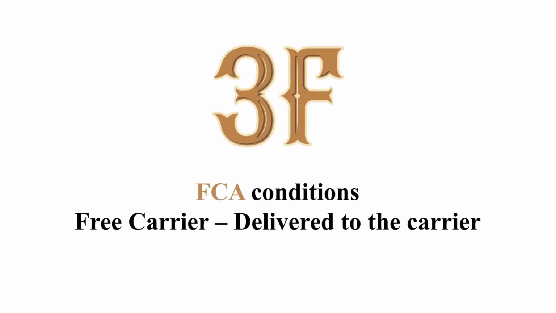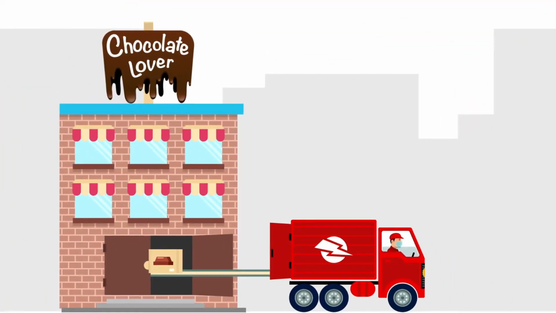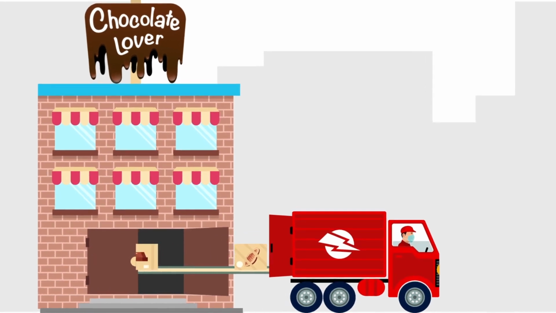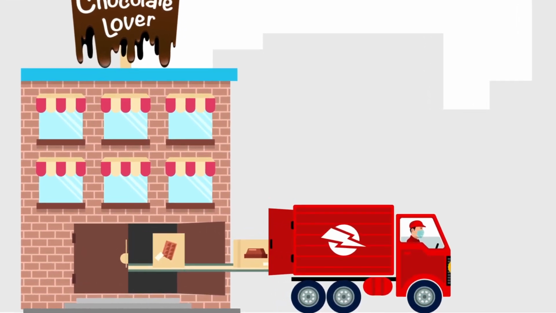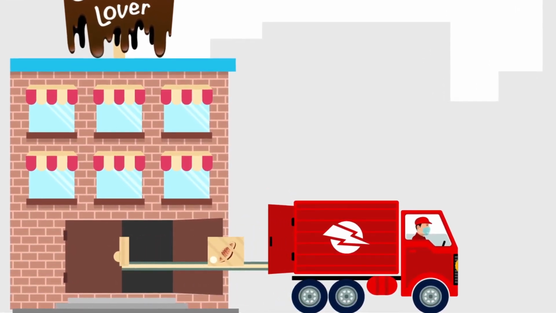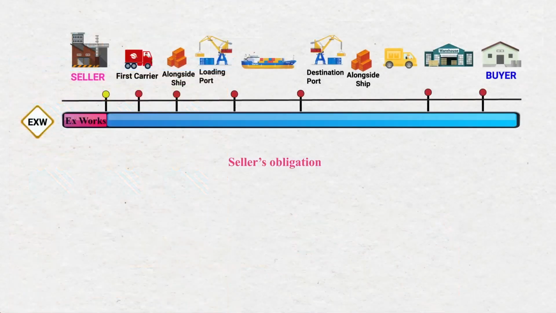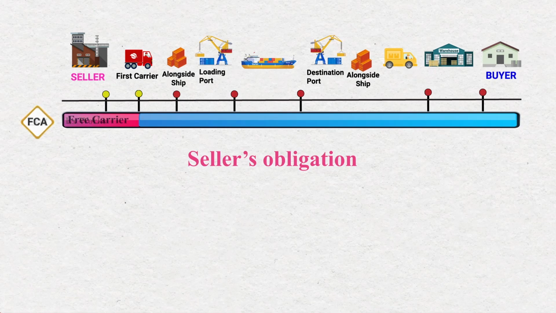Next, coming to the 3 F conditions. The first is FCA conditions, or free carrier, delivered to the carrier use case. This condition applies if the seller has the ability to carry out export customs procedures. For convenience, the seller should accept this work at his own expense, which is export tax, and request a contract under FCA terms. The seller usually estimates the payable export tax in advance and calculates it into the amount receivable from the buyer. In this condition, the seller's responsibilities are as follows.